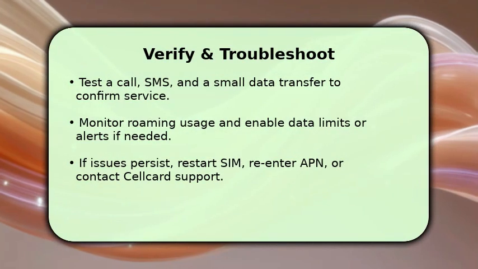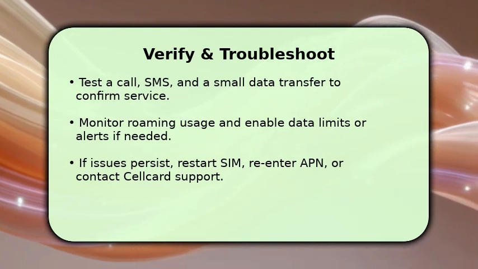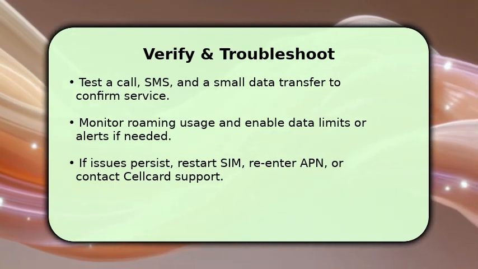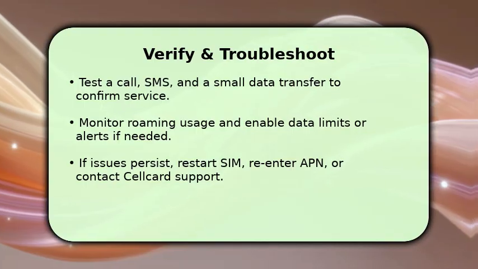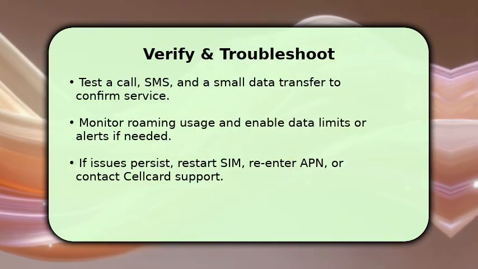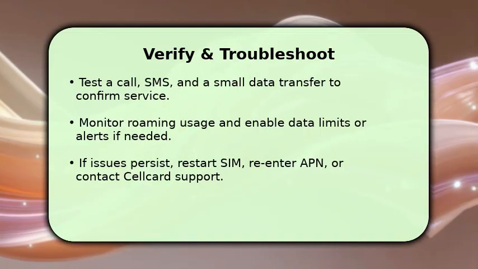Finish by verifying service. Make a short call, send an SMS, and load a web page to confirm voice, text, and data. If everything works, monitor usage in the Cellcard app to avoid surprises and enable data limits or alerts.